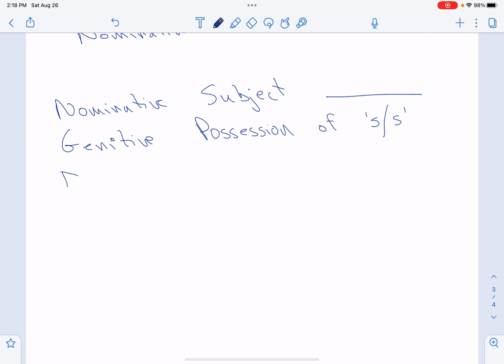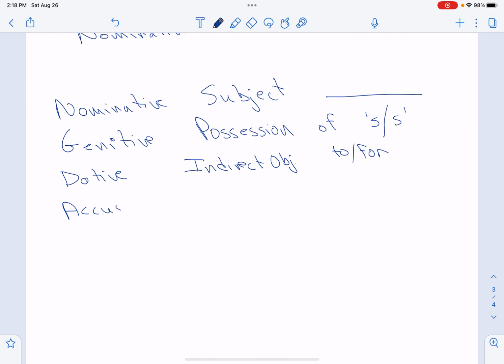The next one is dative, and its primary use is indirect object. So it's going to be translated to or for. And I'm going to give you some examples in a second. But the indirect object, if I give a gift to you, you is the indirect object. That would be in the dative case.